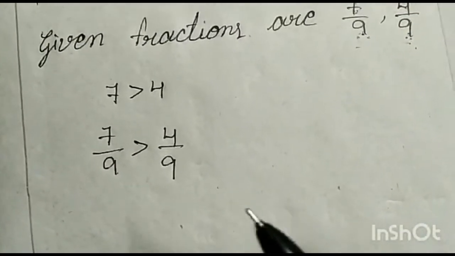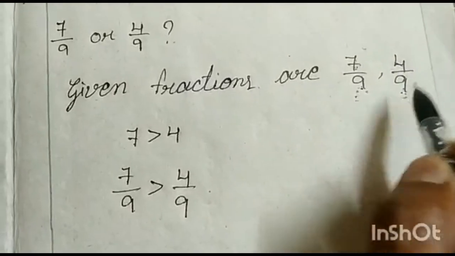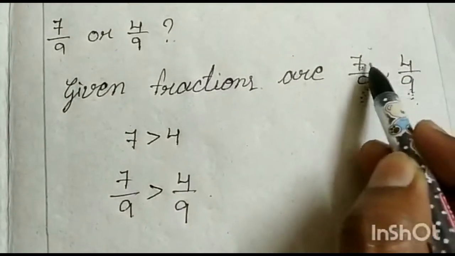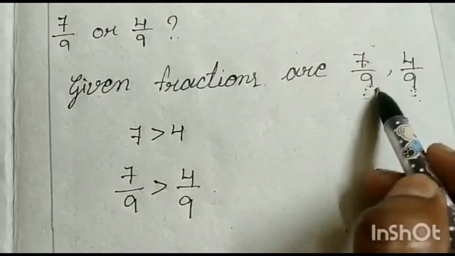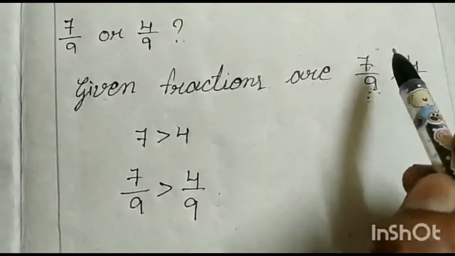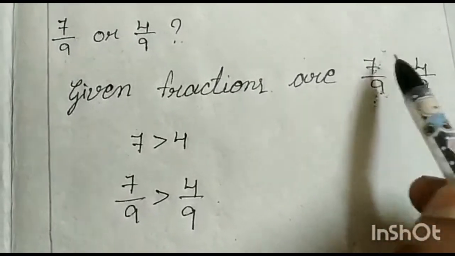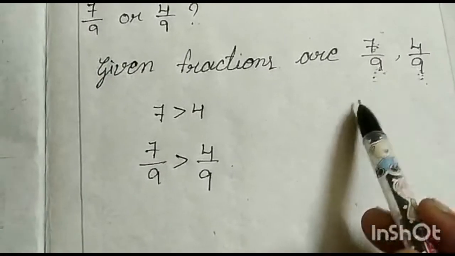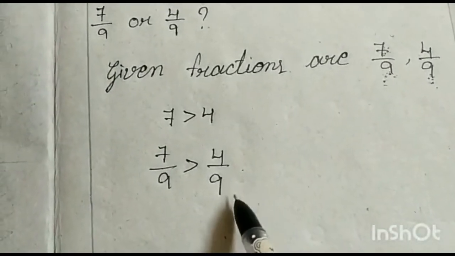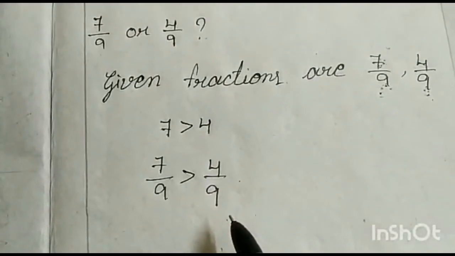Like this we have to compare the numbers. Here the denominator is the same. Now let us check the numerator. Here is 7 greater or 4? 7. If the denominators are the same, then the fractional number having the greater numerator is the greater of the two. So here 7 by 9 is the greater of the two. So 7 by 9 is greater than 4 by 9.